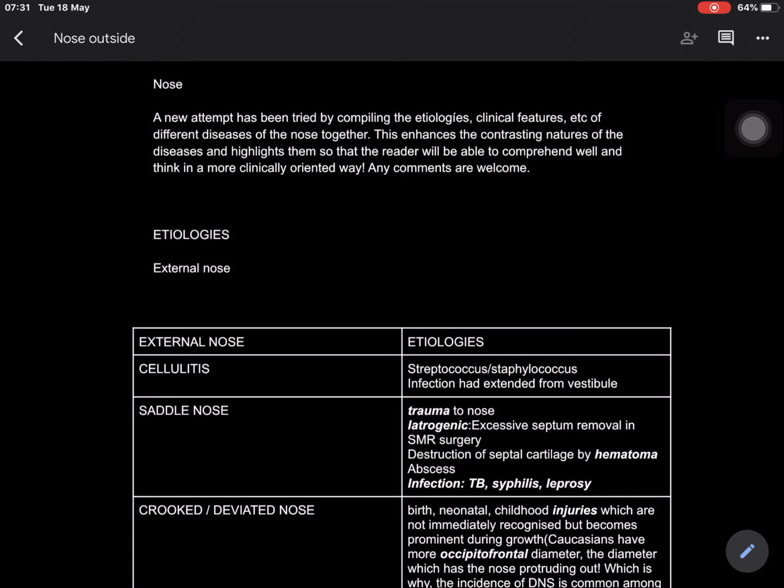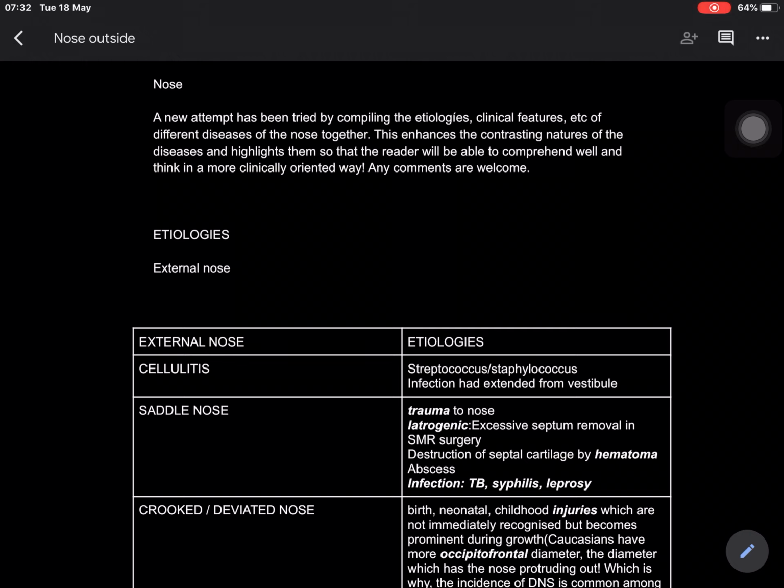There are a good number of diseases, like 10, maximum 15 diseases. We will be seeing everything, not in detail, in a crisp manner, and try to grasp whatever important points are there about each and every disease of the nose. A new attempt has been tried by compiling the etiologies, the clinical features, the investigation and treatment together of different diseases of the nose, because I feel if we contrast the etiologies and the treatment, we'll be able to have a better perspective of the particular disease as such.